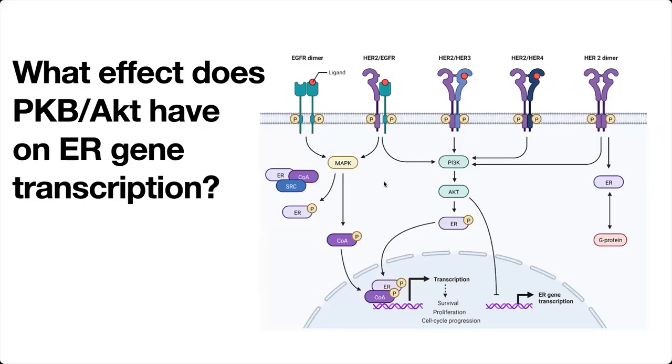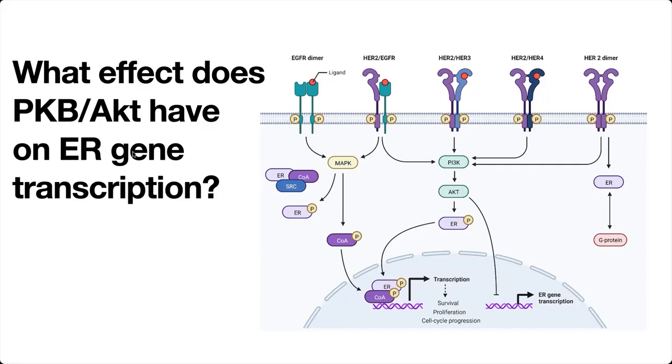Let's look at interpreting some more diagrams. So what effect does PKB, and remember that's the same as AKT, which we just looked at, have on ER gene transcription? So we're going to look at AKT and look at what kind of arrows are coming from it and going where. We can see it looks like it's going to be activating ER here by phosphorylating it. But we also see the sign here that it's going to be an inhibition symbol. And this inhibition symbol is going to be the one that we want to look at because it's going to be going directly to this ER gene transcription.